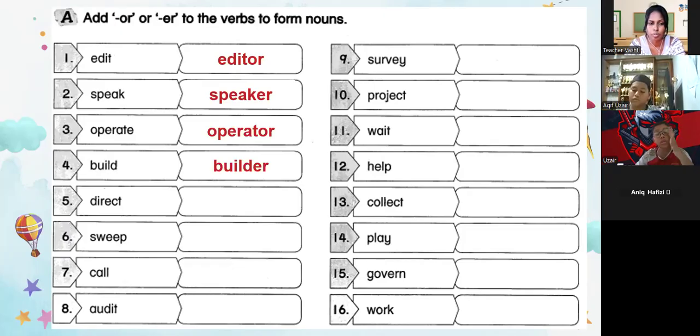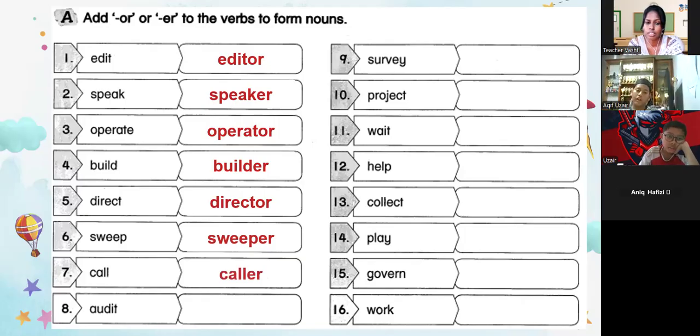Director. OR. It ends with CT. Okay, sweep. ER. Sweeper, because it's not in the song. Cook. ER. ER, very good. Audit. OR, because it ends with IT. Okay, survey. ER.